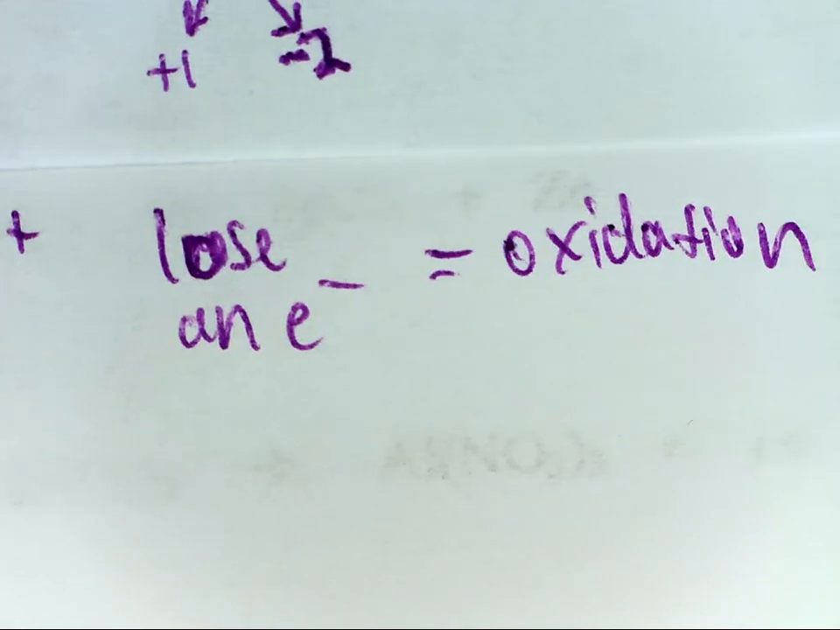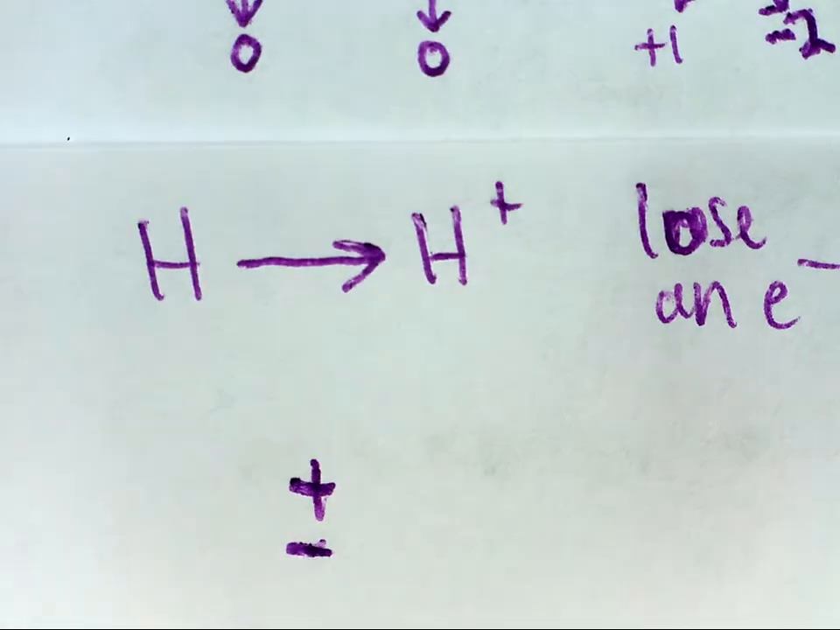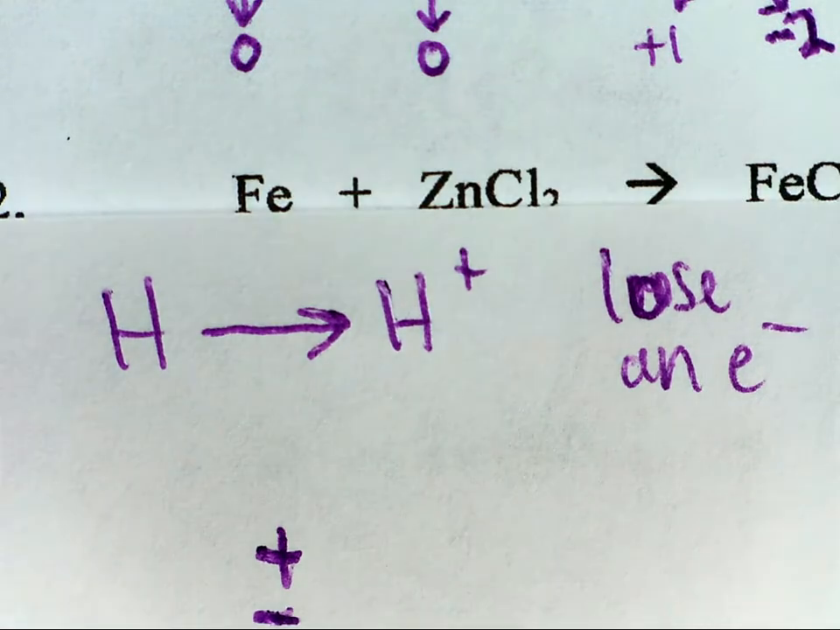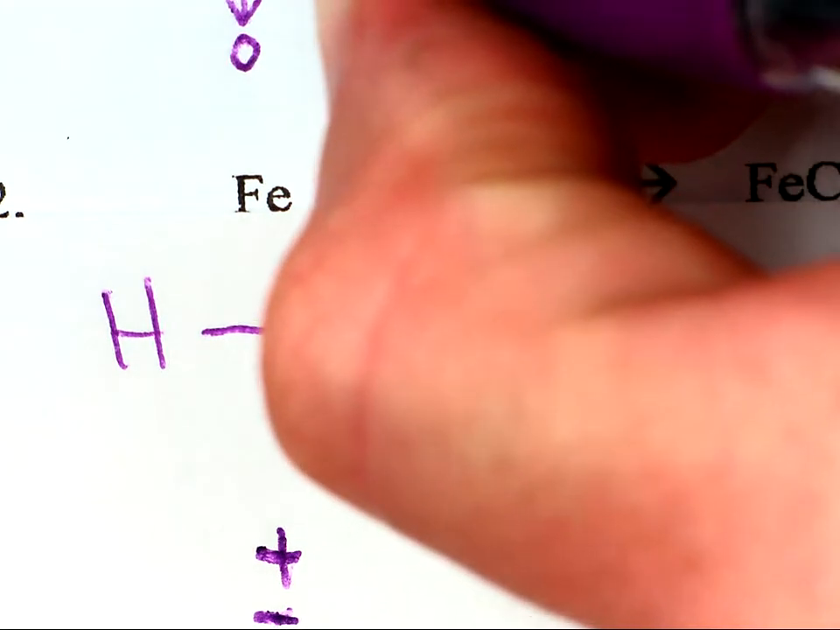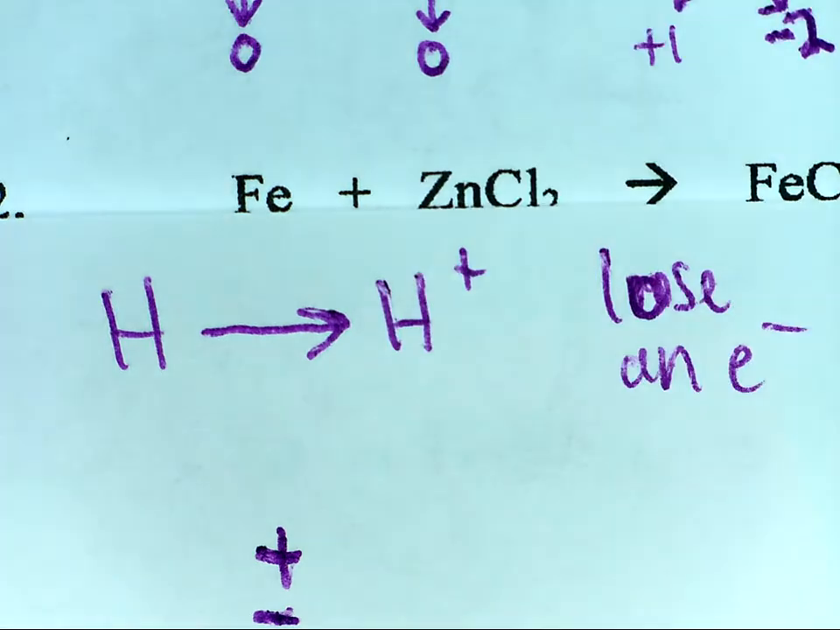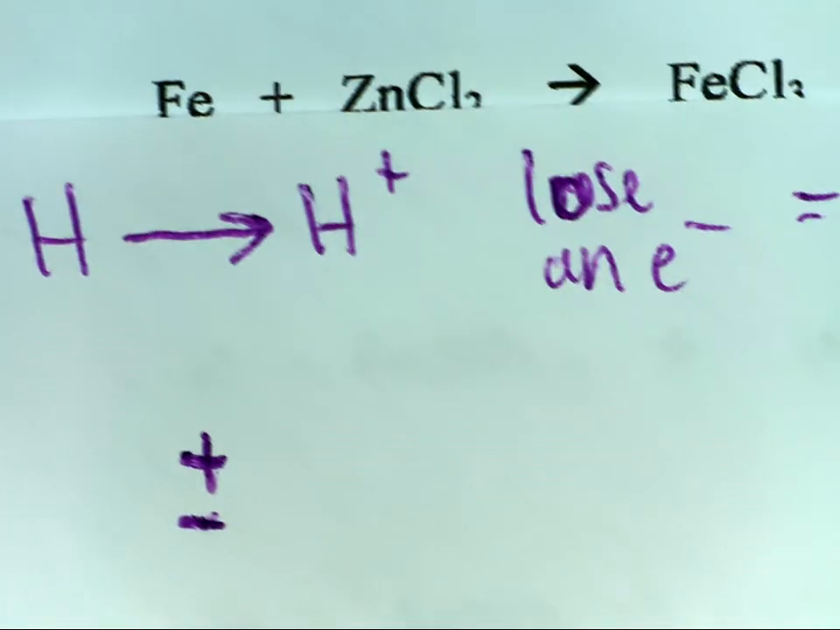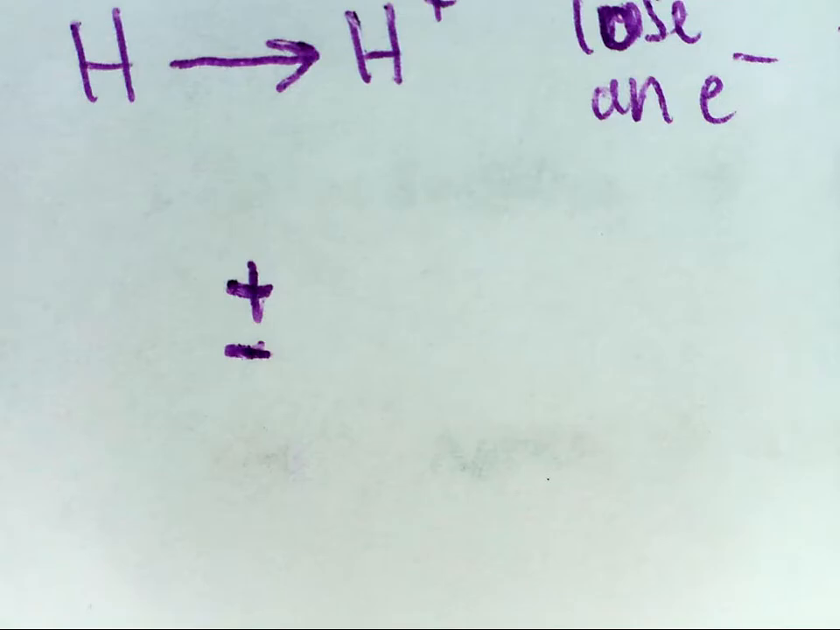Okay, loss of an electron is oxidation. So we would say hydrogen got oxidized. Okay? So we're going to say this got oxidized. Now, process of elimination, if one got oxidized, the other got reduced. But let's look at why. What's really important here is to understand why we know that oxygen got reduced.